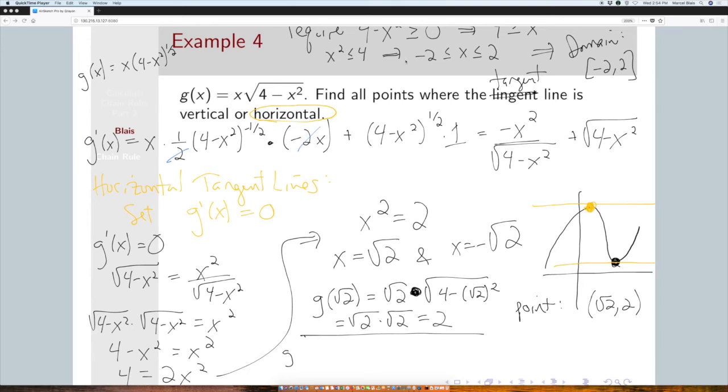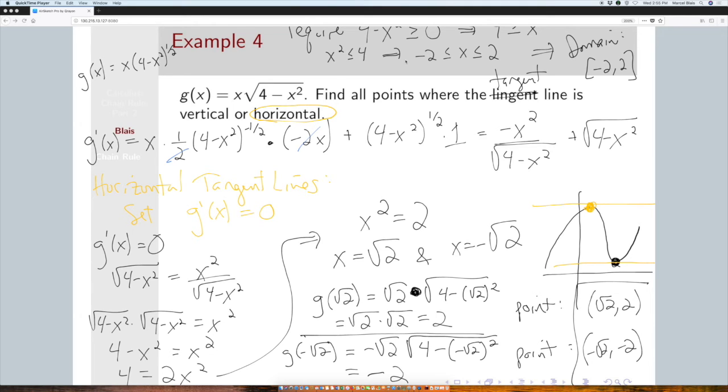Similarly, g of minus root 2, plug in minus root 2 here. The only difference will be that when we plug in minus root 2 here, it's going to introduce a minus sign. So we're going to get minus root 2 times the quantity 4 minus root 2 squared, but this negative 1 will square to a 1, and we'll get a very similar answer, except we have a minus sign. So we have a negative 2. So this gives us the point minus root 2, minus 2. So these are the points at which we have horizontal tangent lines.